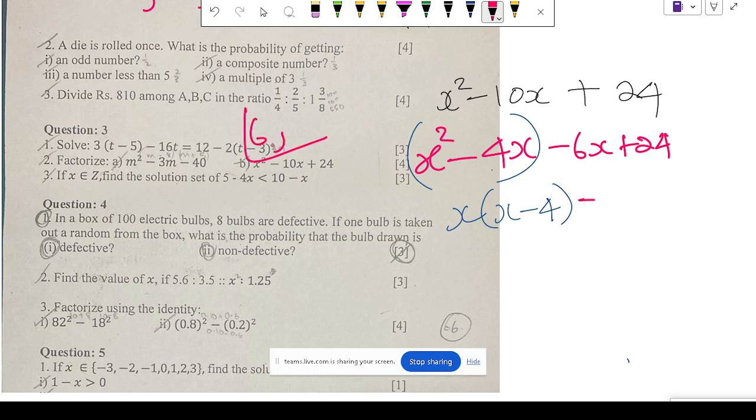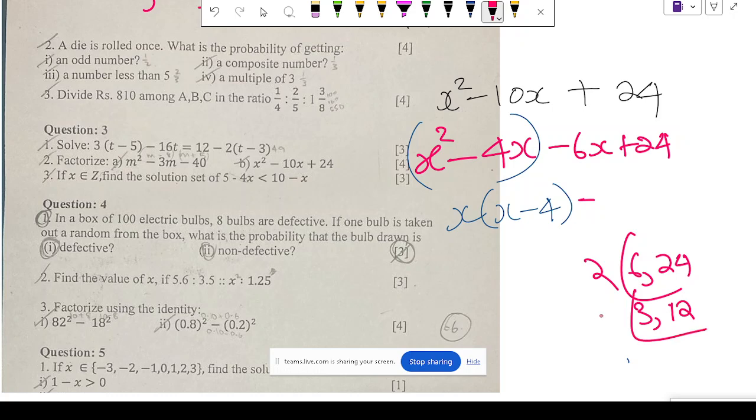HCF method. Use HCF and tell me. Yes, sir. You tell me, I'll write it. 2 3s are 6. 2 12s are 24. Okay, next. Then 3, sir. So 3 1s are 3, 3 4s are 12. Okay, what's the HCF? 6. Yeah, it is 6, not 2. Okay, 6 is the HCF. Yes, sir. What's the remainder?